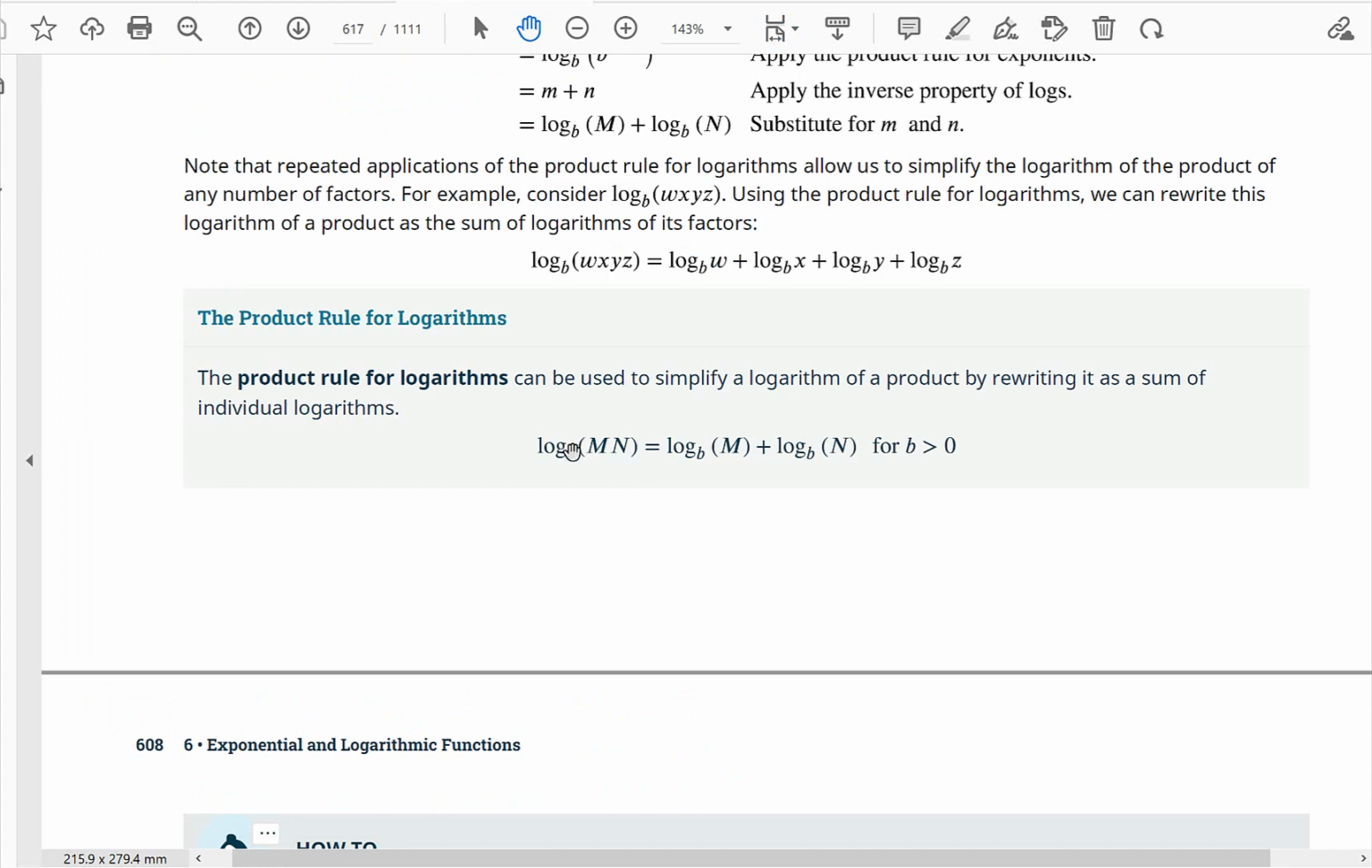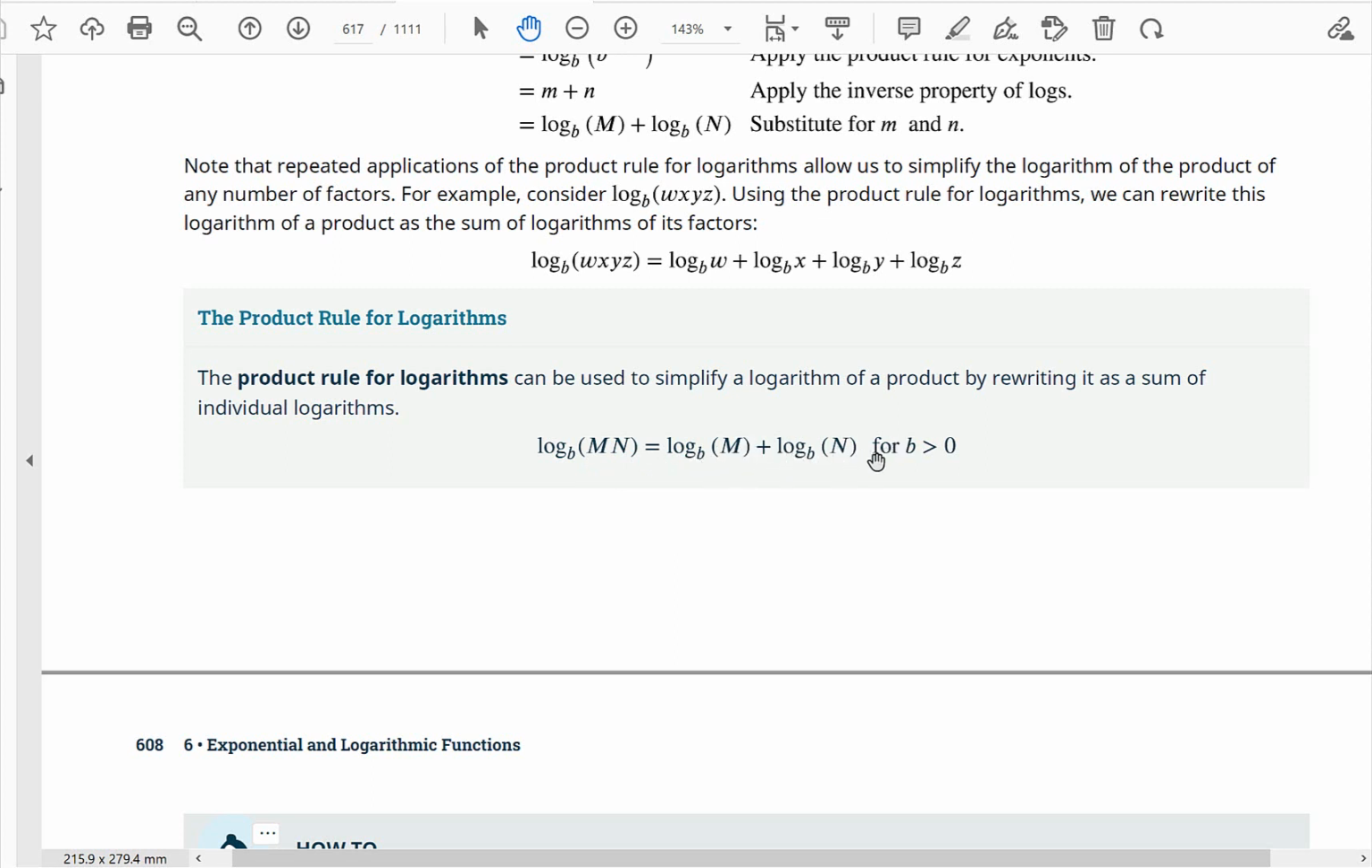Here is the product rule for logarithms in any base. When you have to calculate the log of a product, you can split it into the sum, or addition, of those separated logarithms. First, logarithm of m plus logarithm of n.